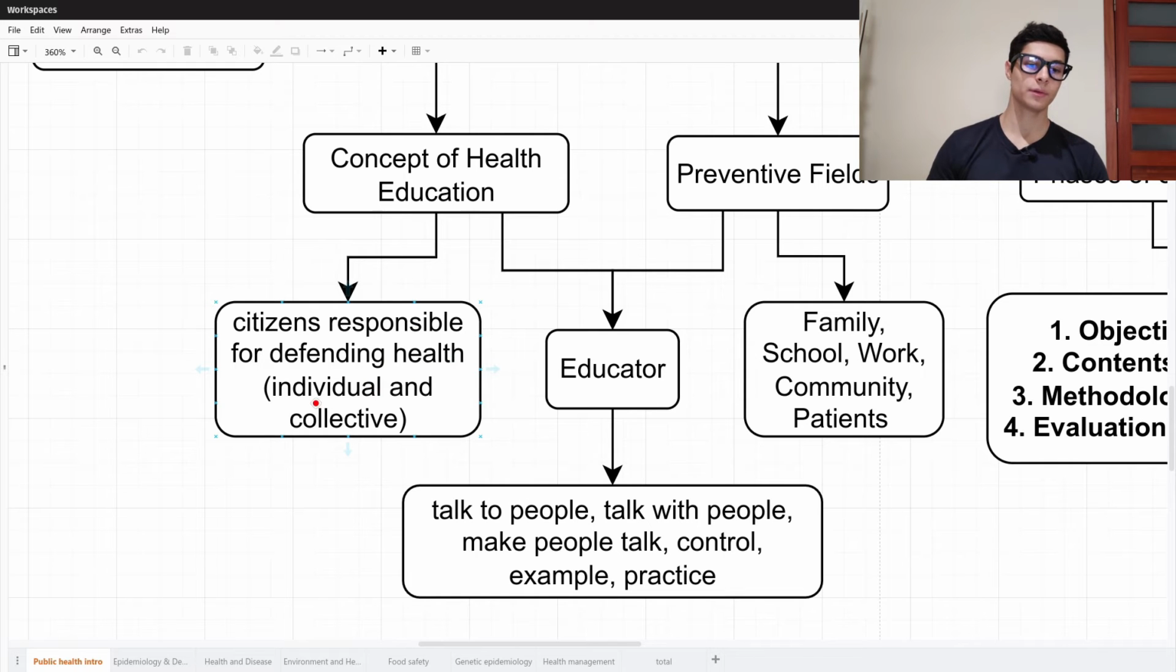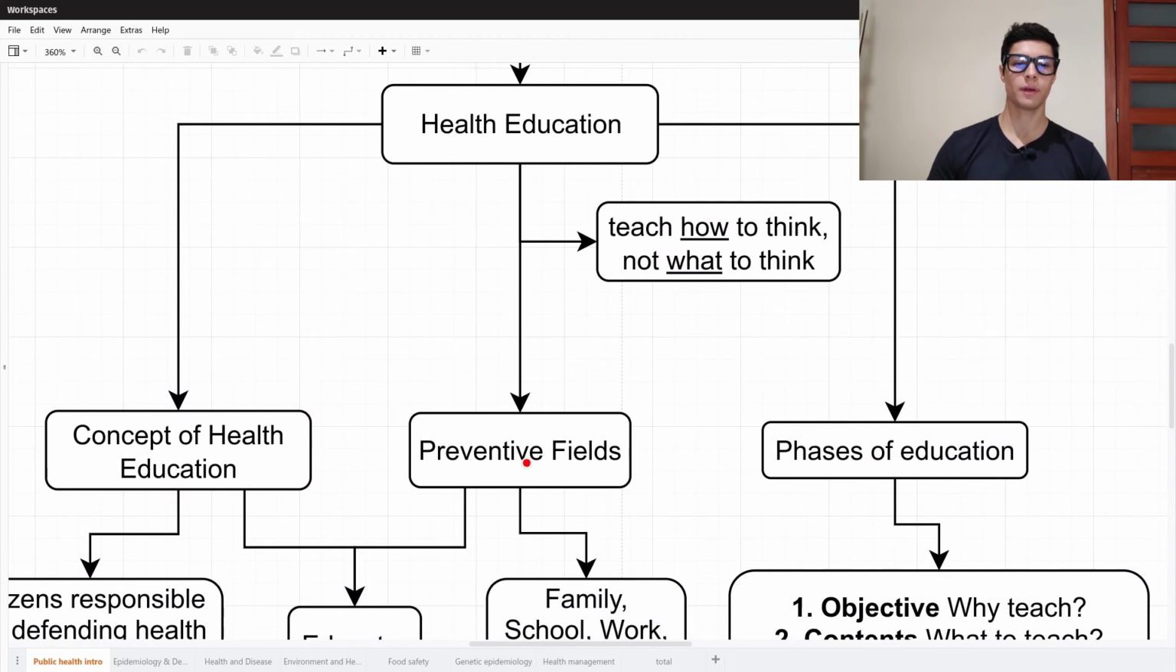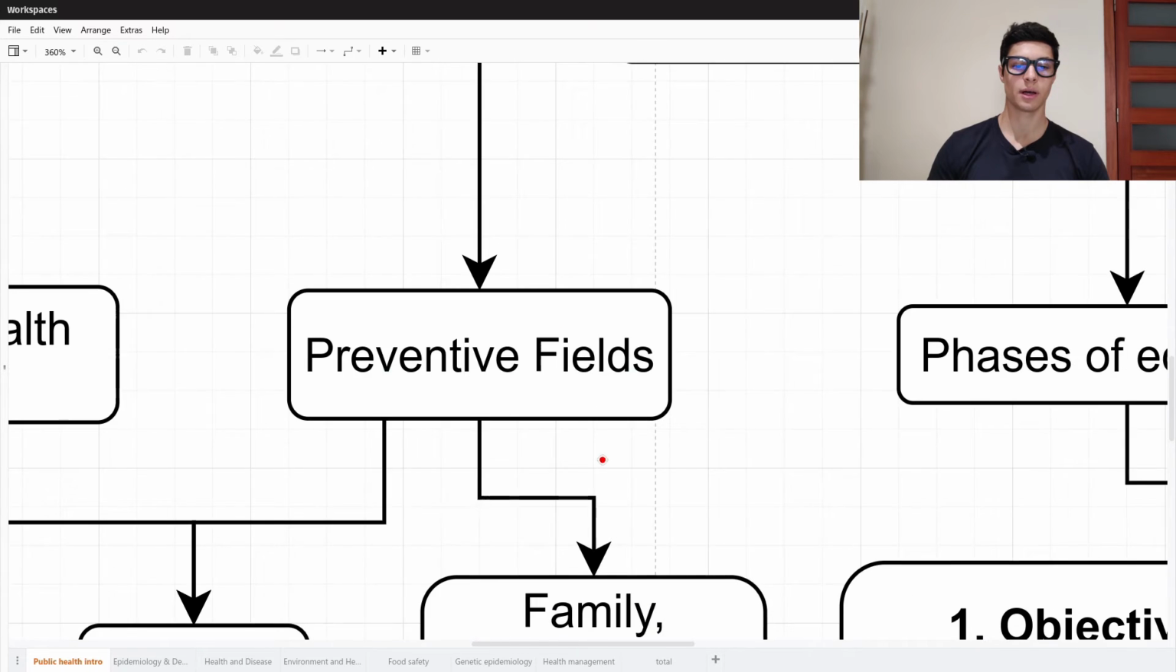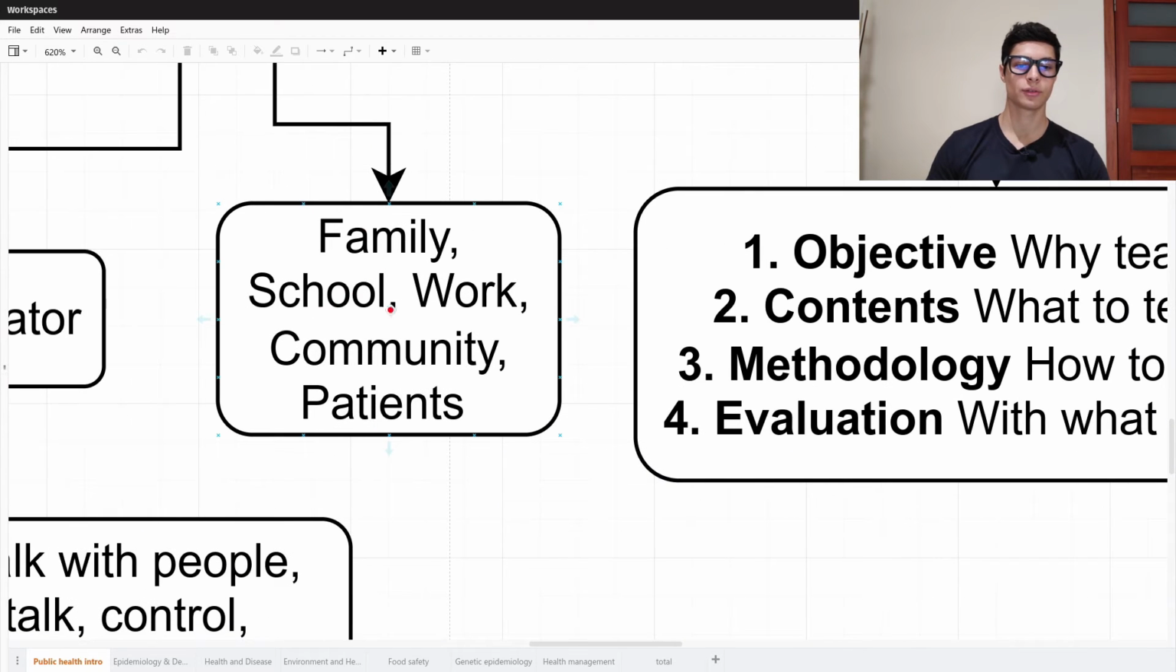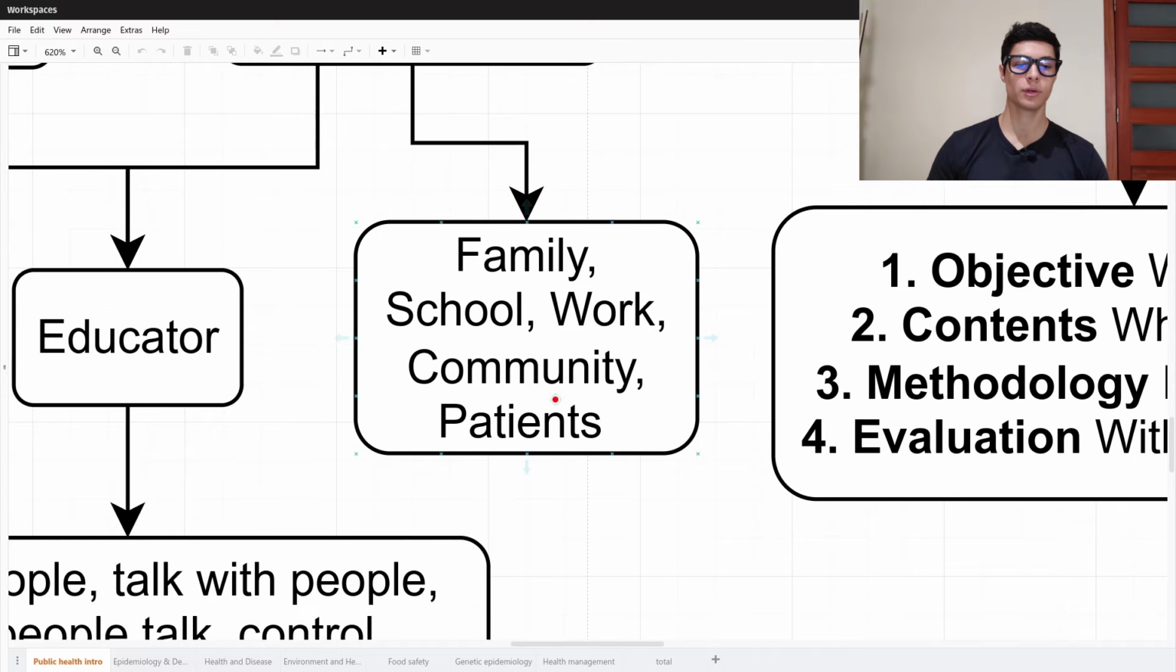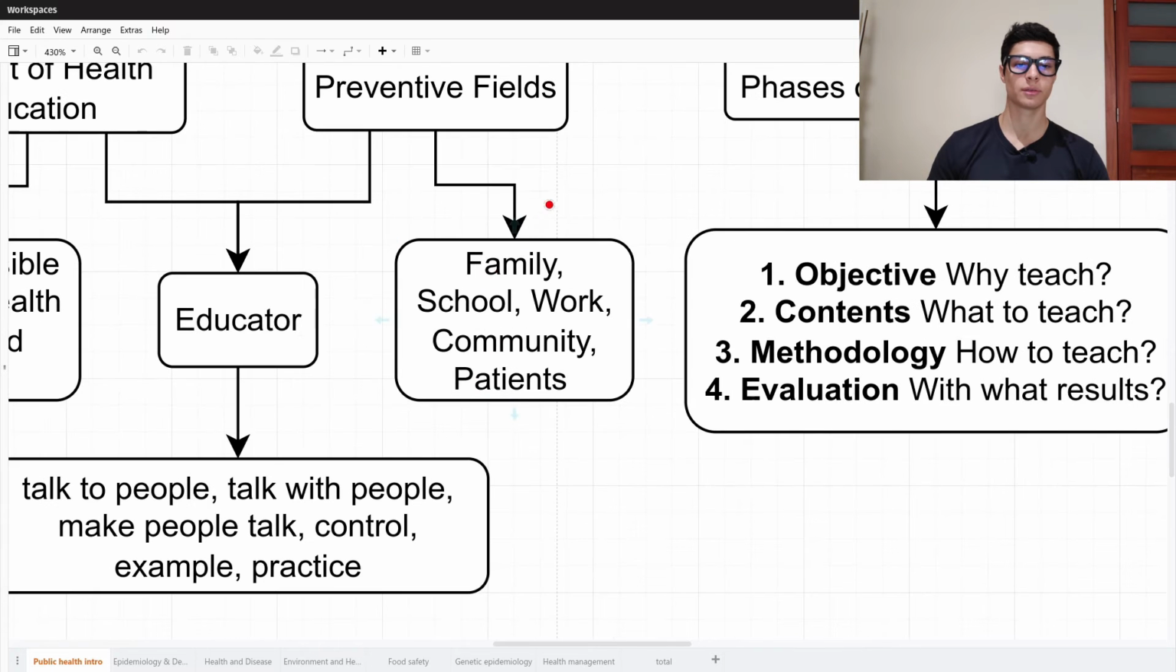in an individual state and in a collective one as well. So here we talk about both. This is the public health and this is the term of health as an individual. Then we have the preventive fields of health education. Preventive fields such as family, school, work, the community, and also the patients.